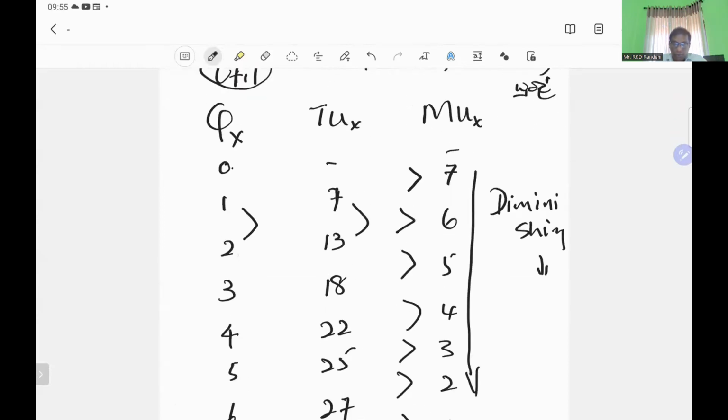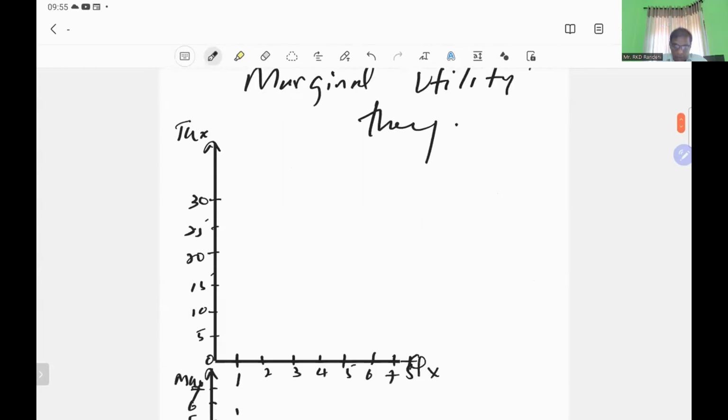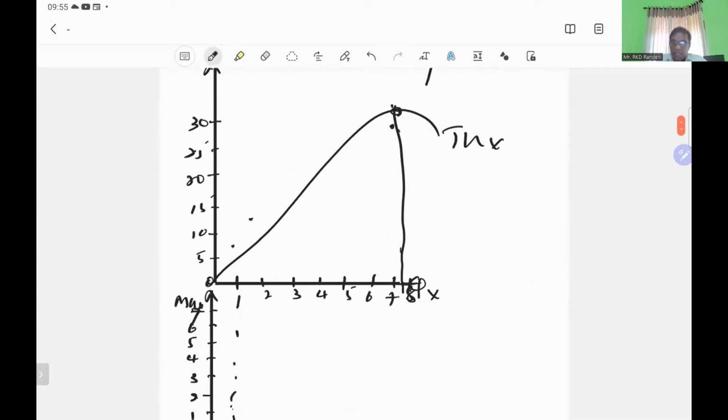1 to 7, 2 to 13 like that. You can see 1 to 7, 2 to 13, then 7 to 8 is 28, something like this, right? You don't worry about that. Here between 7 and 8, the total utility is the maximum point of the TU.